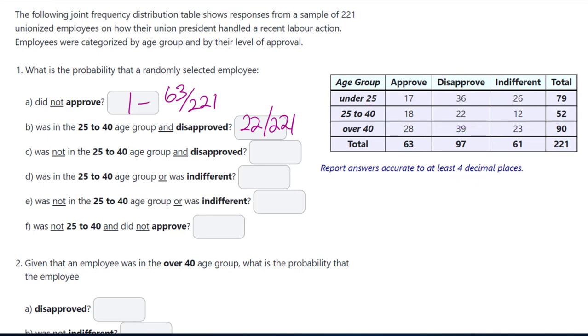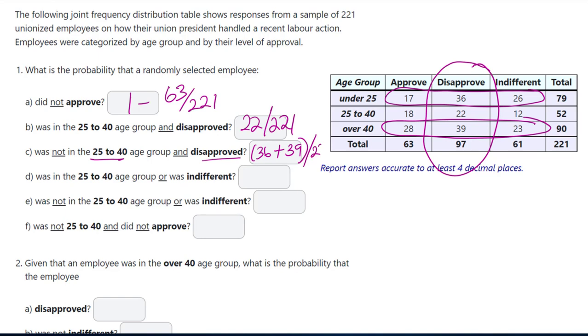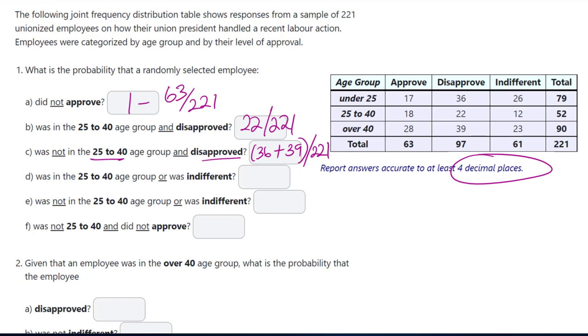In C, was not in this age group and disapproved. So those that are not in the 25 to 40 age group are these and those, but and disapproved. So we're looking for those that disapprove there, the intersection of those. So that would be the 36 plus 39, divided by 221. Here we are to report the answers to 4 decimal places.